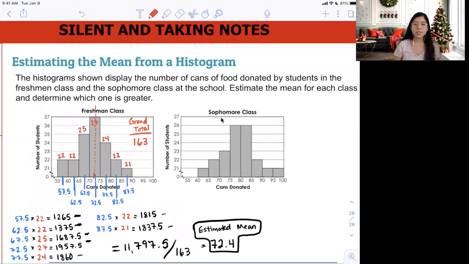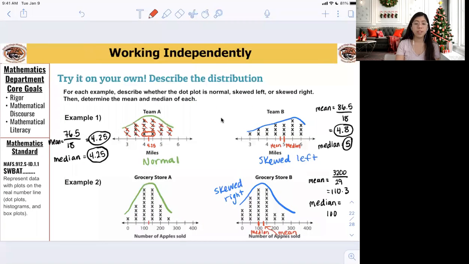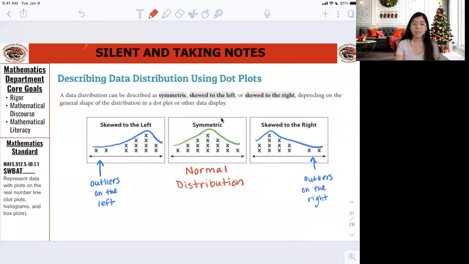So what I want to do with the sophomore class is, rather than do all that work, first of all, does it look pretty normal to us? Does it look skewed to the left or the right? No. Okay, it might be a little bit skewed, but remember, when something is skewed, it's going to be really, really skewed.